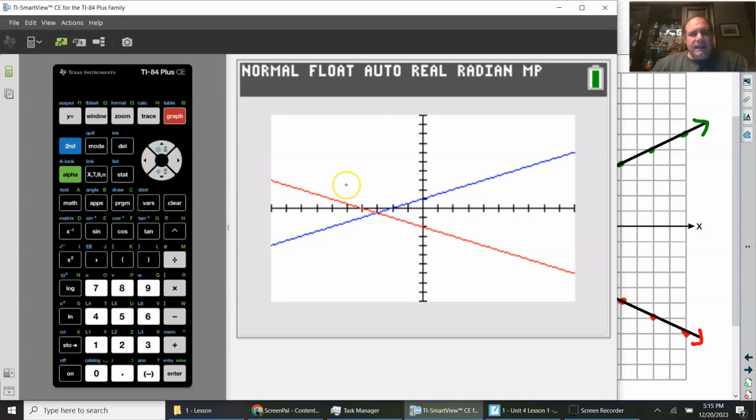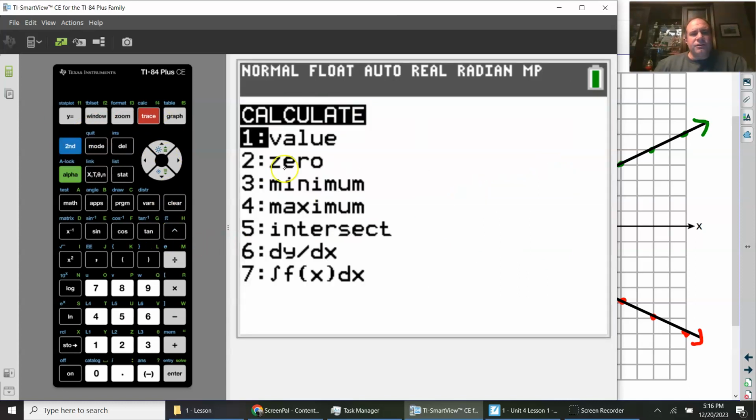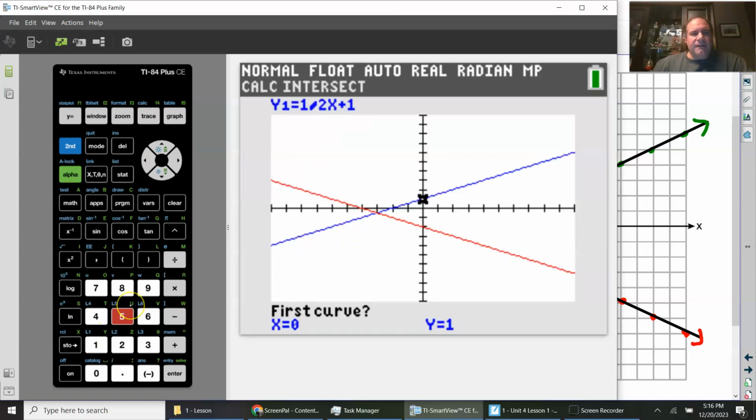So if you have something like this, you press second function and trace. Second function trace will bring you to the calculate screen. The calculate screen will have a lot of things on it, but the one thing you're going to use right now is the intersect function. So we're going to press 5, and go to intersect.